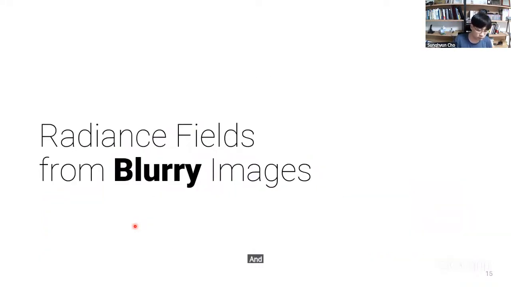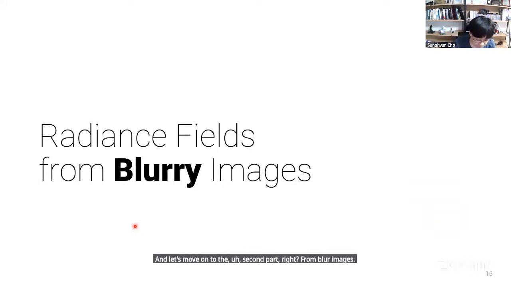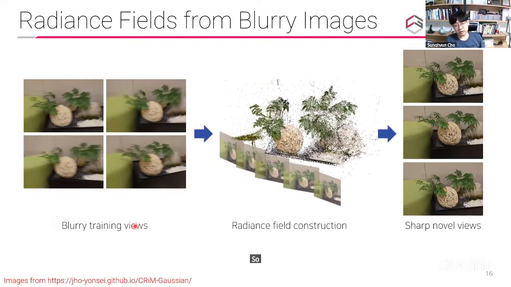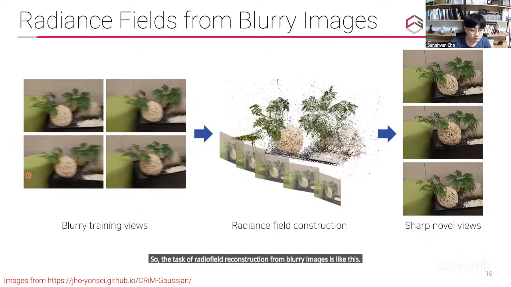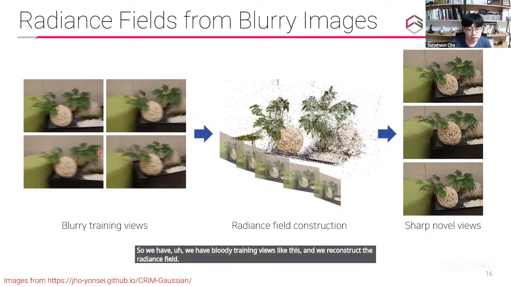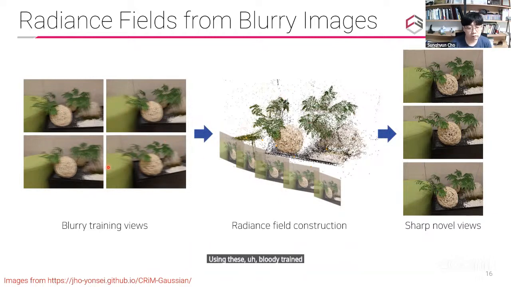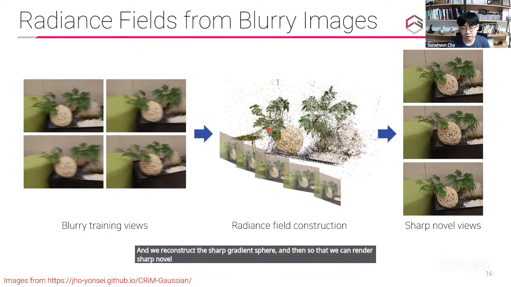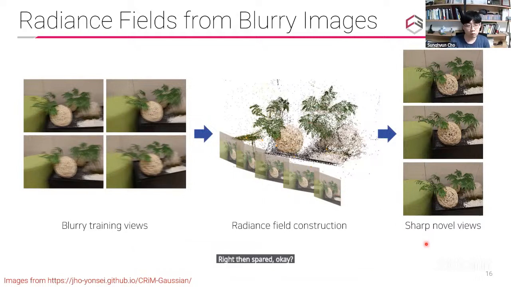And let's move on to the second part, radiance field from blurry images. The task of radiance field reconstruction from blurry images is like this. We have blurry training views like this, and we reconstruct the radiance field using these blurry training views, and somehow we remove blur and reconstruct a sharp radiance field, so that we can render sharp novel views from this radiance field. Okay, so this is the goal of radiance field reconstruction from blurry images.